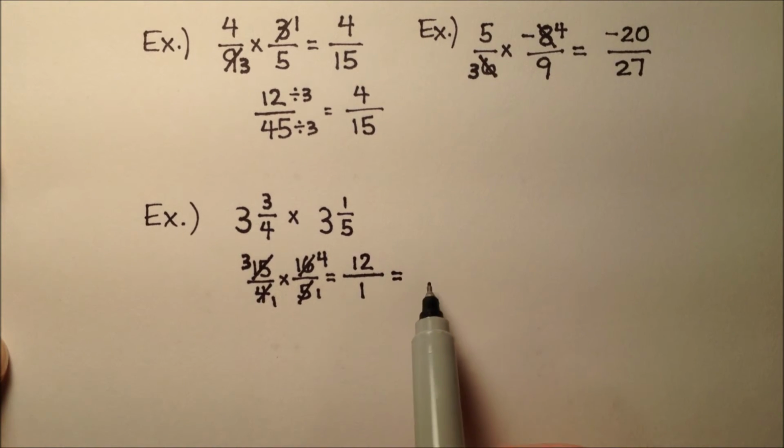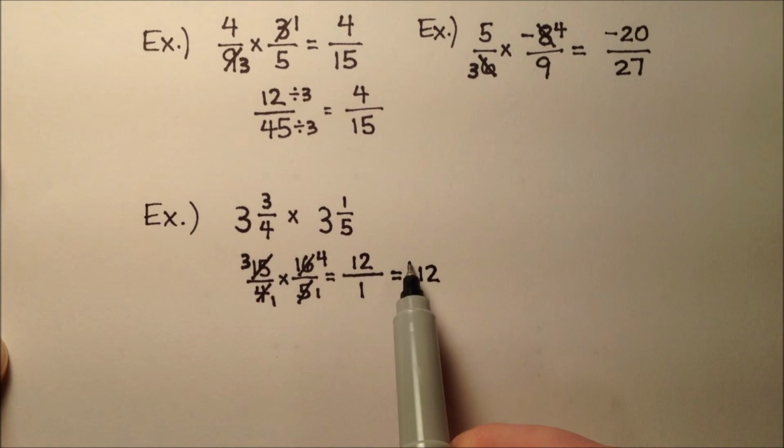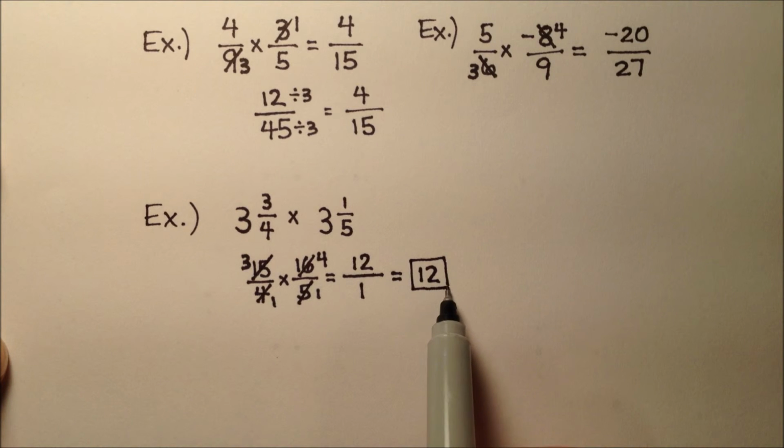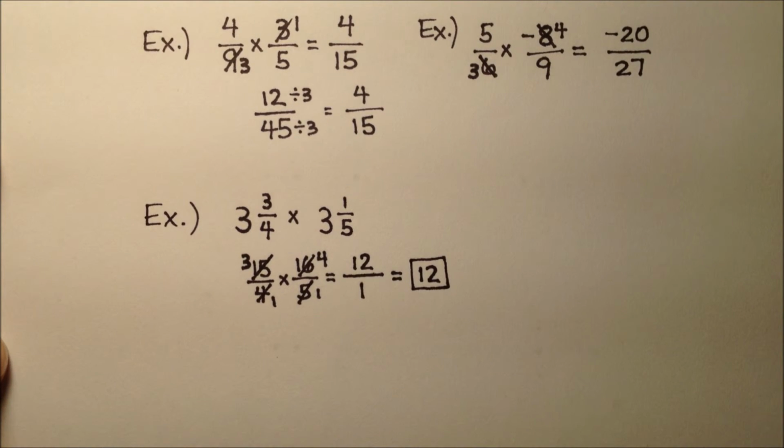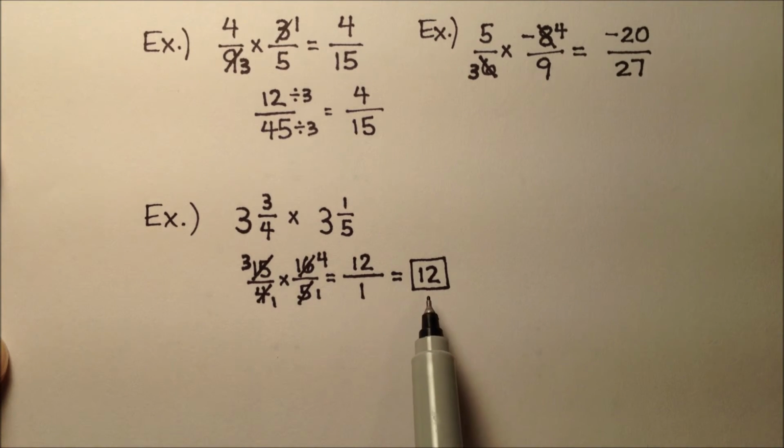When that does happen, we can simplify our answer and say it's just 12, because when we have 1 as a denominator, we can ignore it and take out the fraction and just leave the numerator.